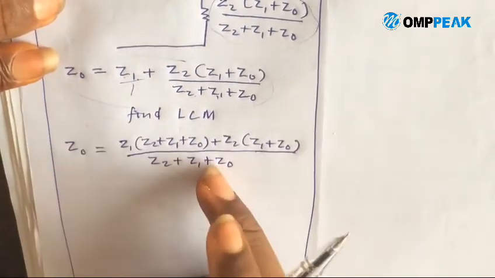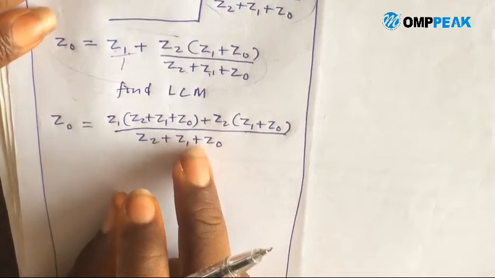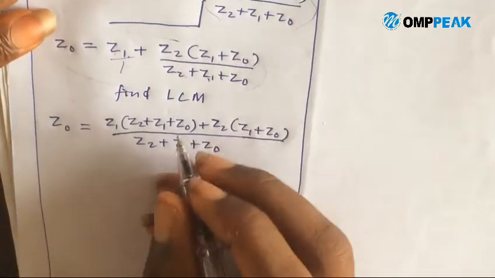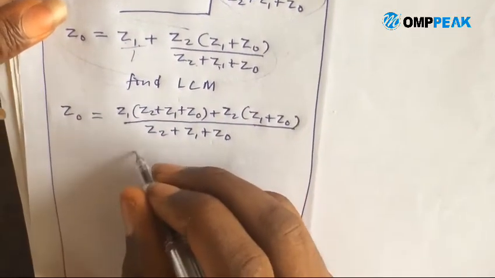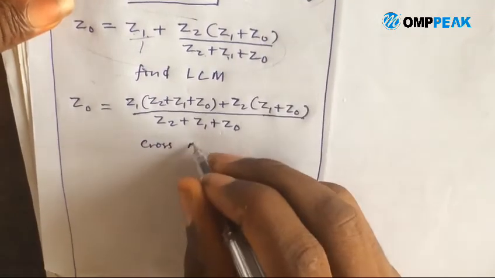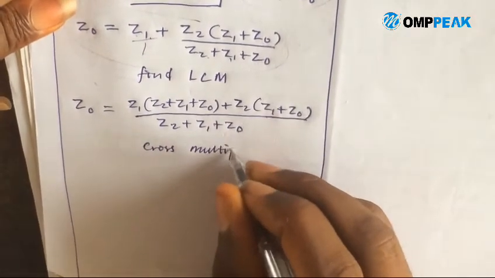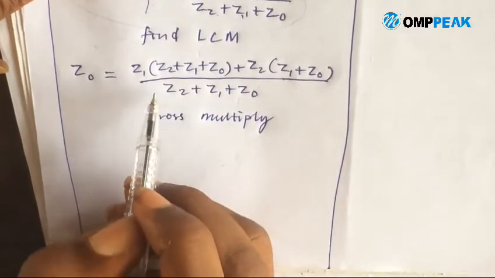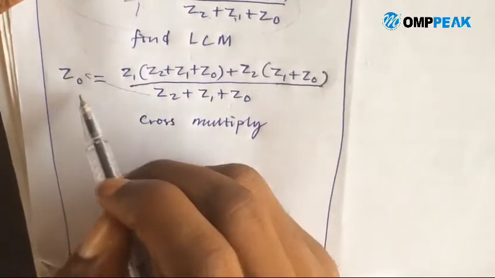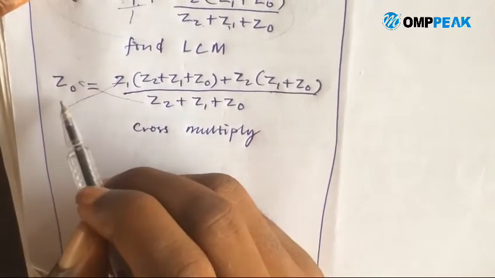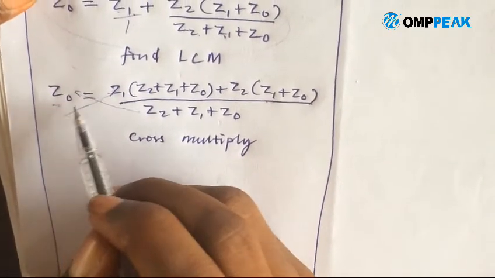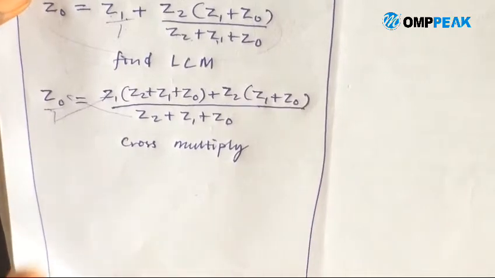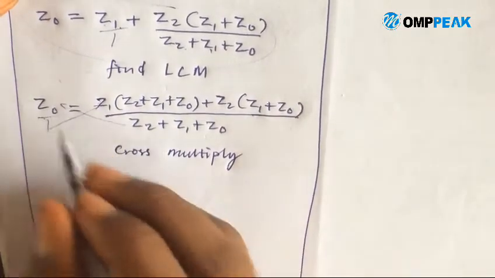Now Z0 equal to this. What's the next step? The next step is that we are to cross multiply. So when we are cross multiplying, this one goes this way and this way. Don't forget, any whole number is over 1. So this one comes here.